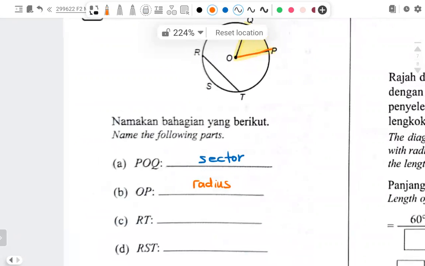Okay, what about RT? R to T. Not passing through center. Yeah, it's chord. Chord is correct. RST. Okay, RST will be referred to the curved line. The side. Minor what? Okay, what about Joe? What's your answer? Hygiene is answering all already. What about your answer? RST.